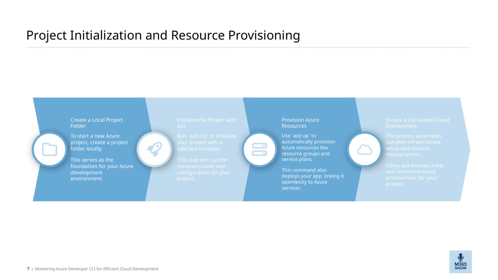Before that, you'll want to initialize your project by running asd init. This step sets up your project with a chosen template, creating the essential code and configuration files needed to get started. Think of it as laying the foundation for your project, ensuring everything is organized from the beginning. And of course, to begin any of this, you need a local project folder. Creating this folder is the first step. It serves as the physical base for your Azure development environment. From here, you can develop, manage, and deploy your application with confidence, knowing that your setup is structured and consistent.